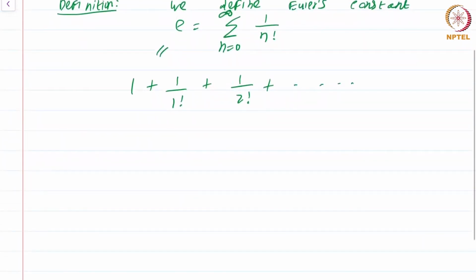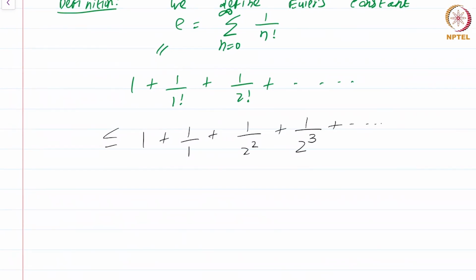Before we even begin any analysis of this number e, we must first of all show that this infinite series converges. That's rather easy because once you have written it as 1 plus 1 by 1 factorial plus 1 by 2 factorial, you can just write it as less than or equal to 1 plus 1 by 1 plus 1 by 2 squared plus 1 by 2 power 3 plus dot dot dot. Right? The right hand side is a geometric series that certainly converges.